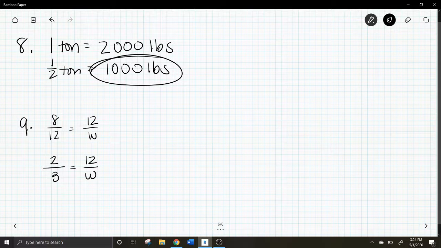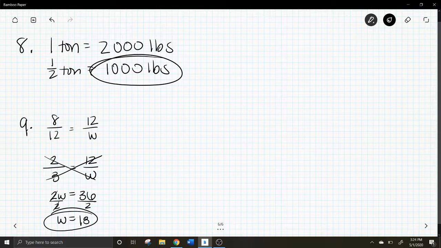And then, as with any proportion, we will cross multiply to solve. All right, to find our unknown factor, remember you divide your product by your known factor. So that means we divide everything by 2. So W equals, what is 36 divided by 2? 18. All right, great job.